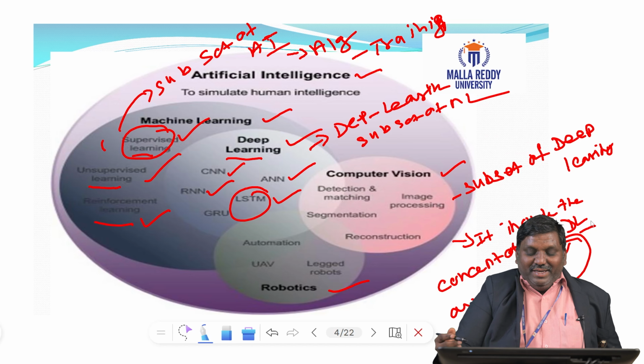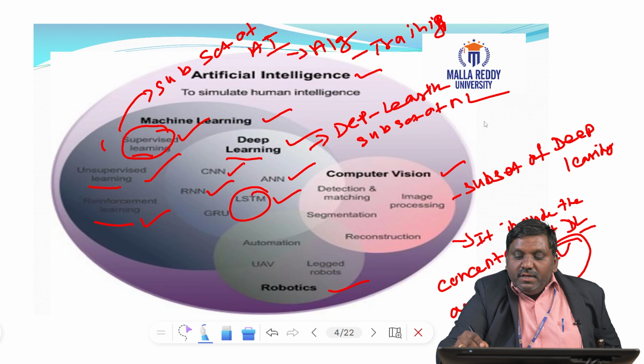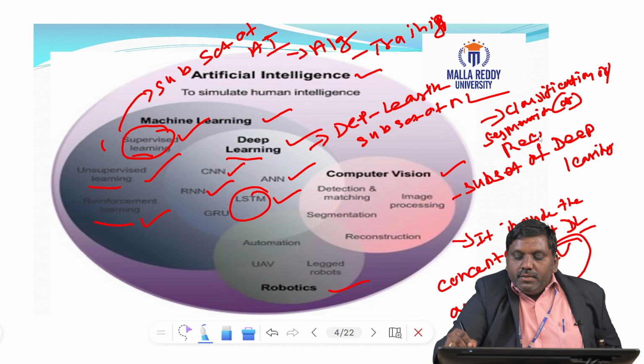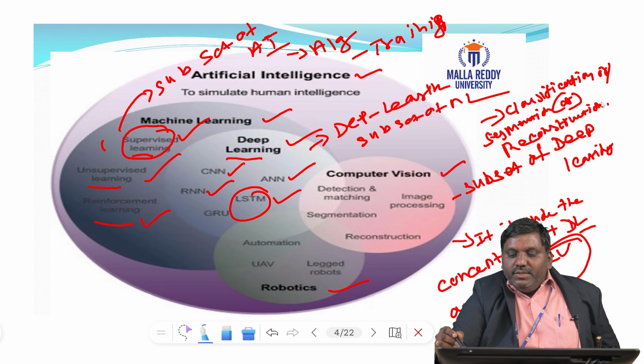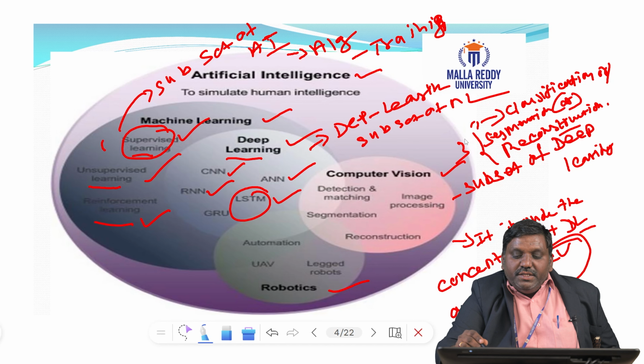So in computer vision, we are using so many algorithms, either classification, or segmentation, or reconstruction. So the output of the image may be either a classified image, a segmented image, a reconstructed image, or a combination of all those three. That is the thing that we are supposed to discuss with this computer vision.